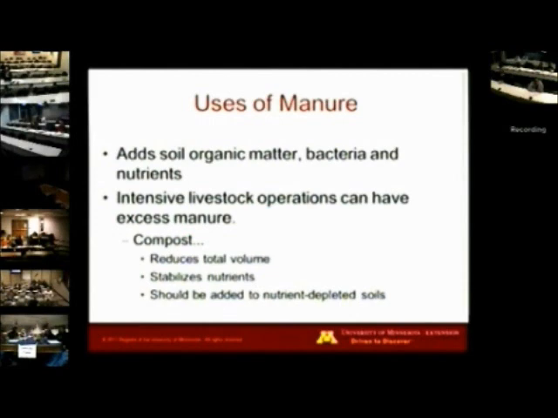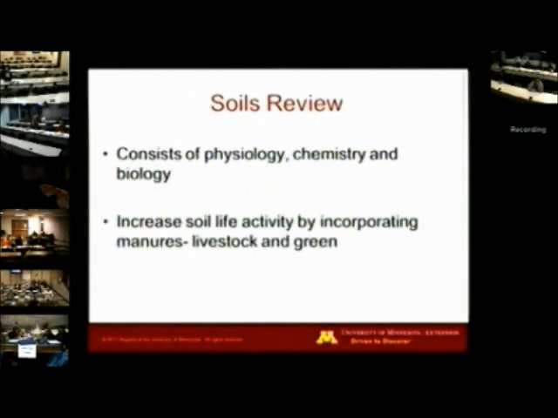And some of the intensive livestock operations certainly have an excess of manure. And as opposed to just putting raw manure on, it could also be composted first. Some of the benefits of composting manure: you can reduce the total volume, you can help to stabilize some of the nutrients. And again, adding this to nutrient-depleted soils is certainly going to increase the nutrients in that soil.